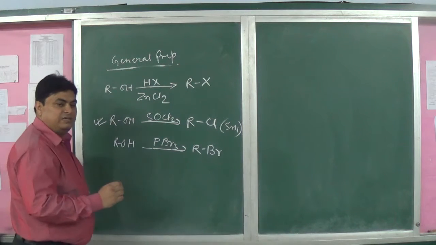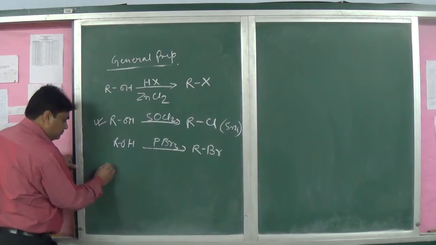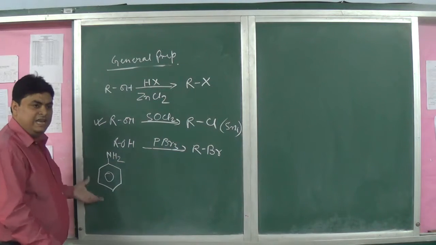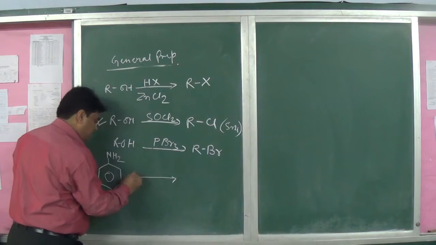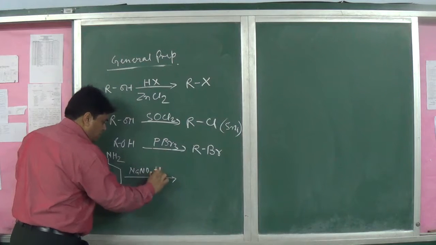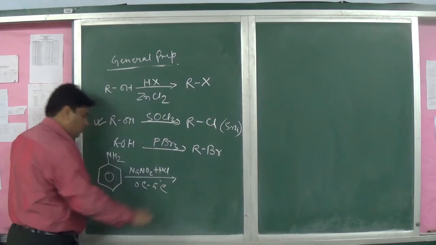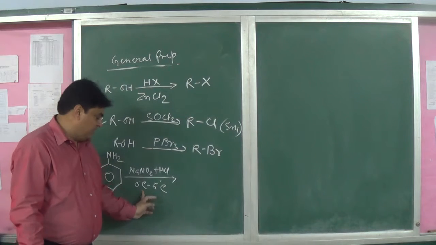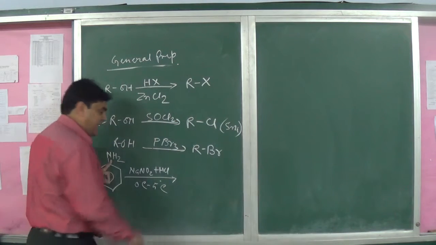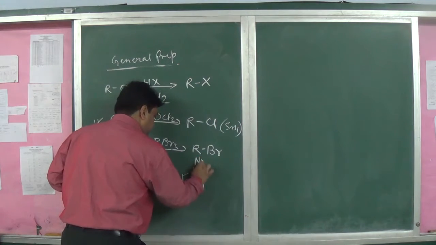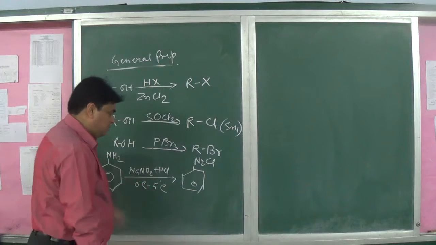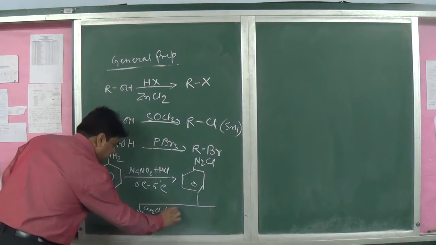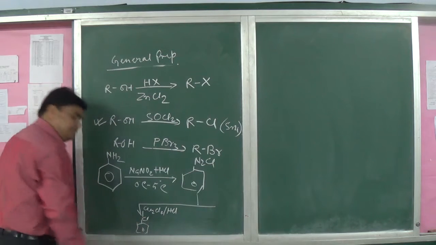Now, general preparation of some aromatic alkyl halides. Aniline, when treated with sodium nitrite and HCl in a specific temperature condition, 0 degree Celsius to 5 degree Celsius, gives a production of diazonium salt. This diazonium salt, on further treatment with Cu2Cl2 and HCl, gives chlorobenzene.